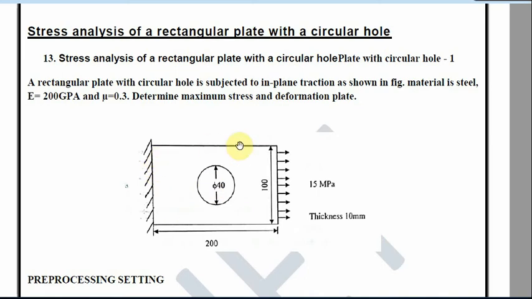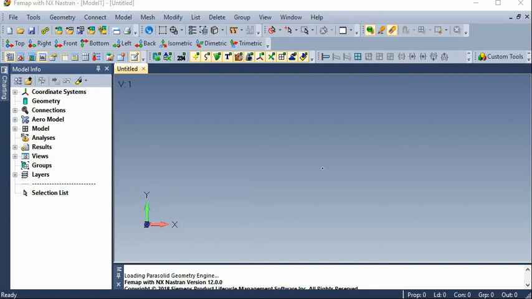So this is the figure required. This is the size of the geometry of the plate. A load of 15 MPa is applied on this side. This is the interface of FEMAP software. FEMAP is the pre-processing software, and NX Nastran will be the processing and post-processing software. So this is the interface.